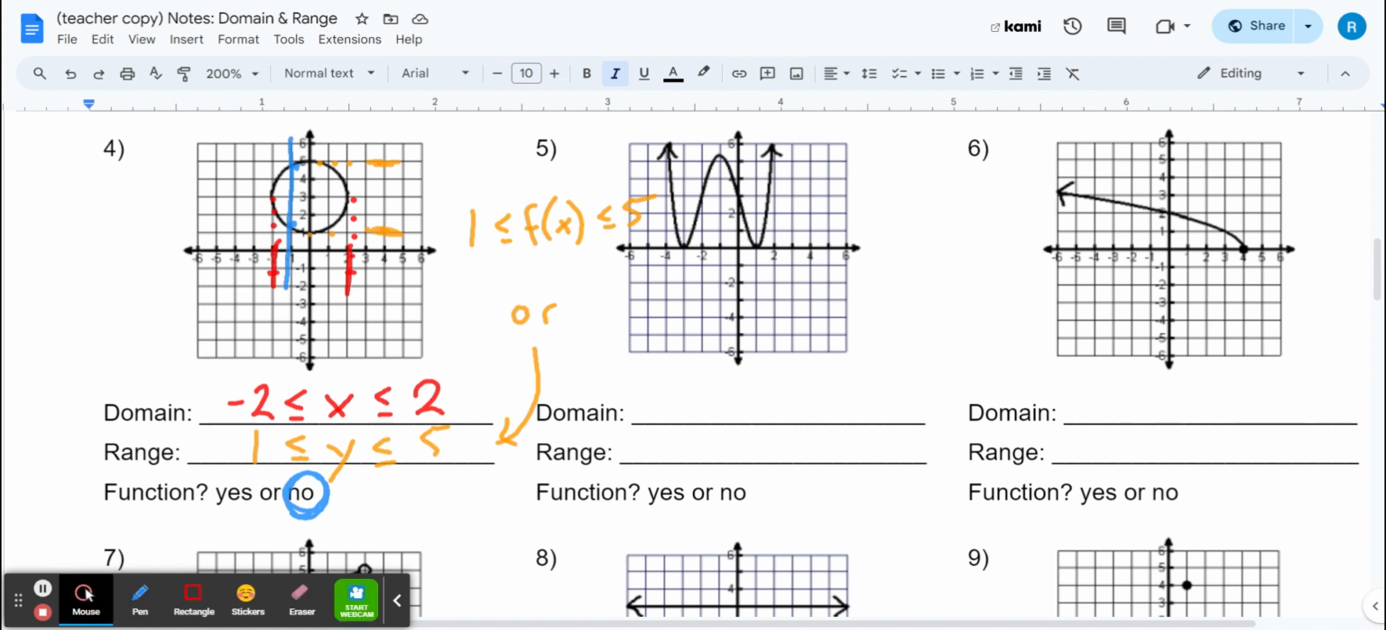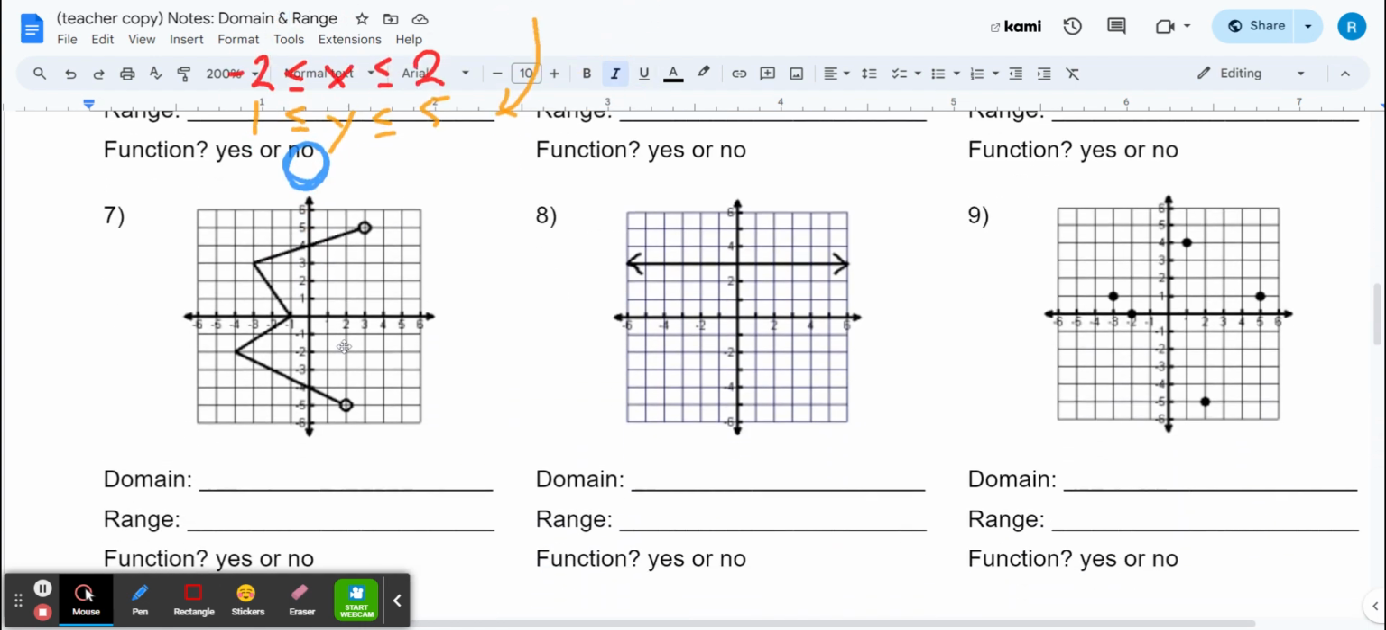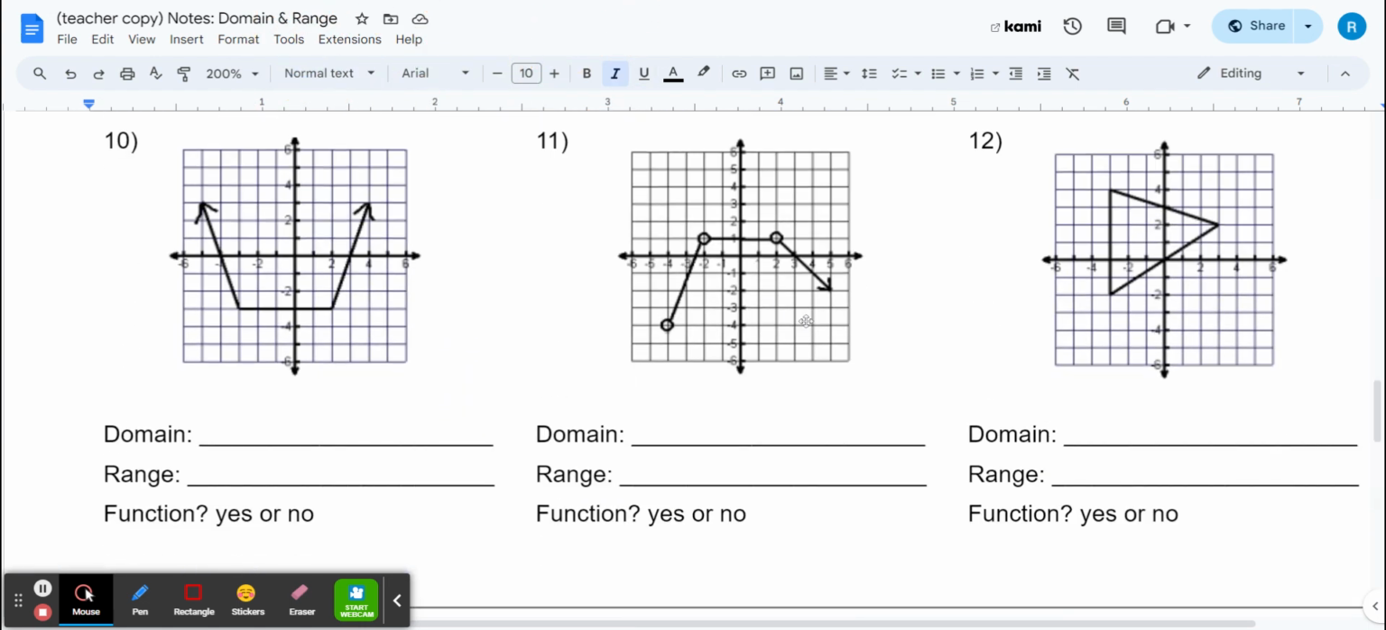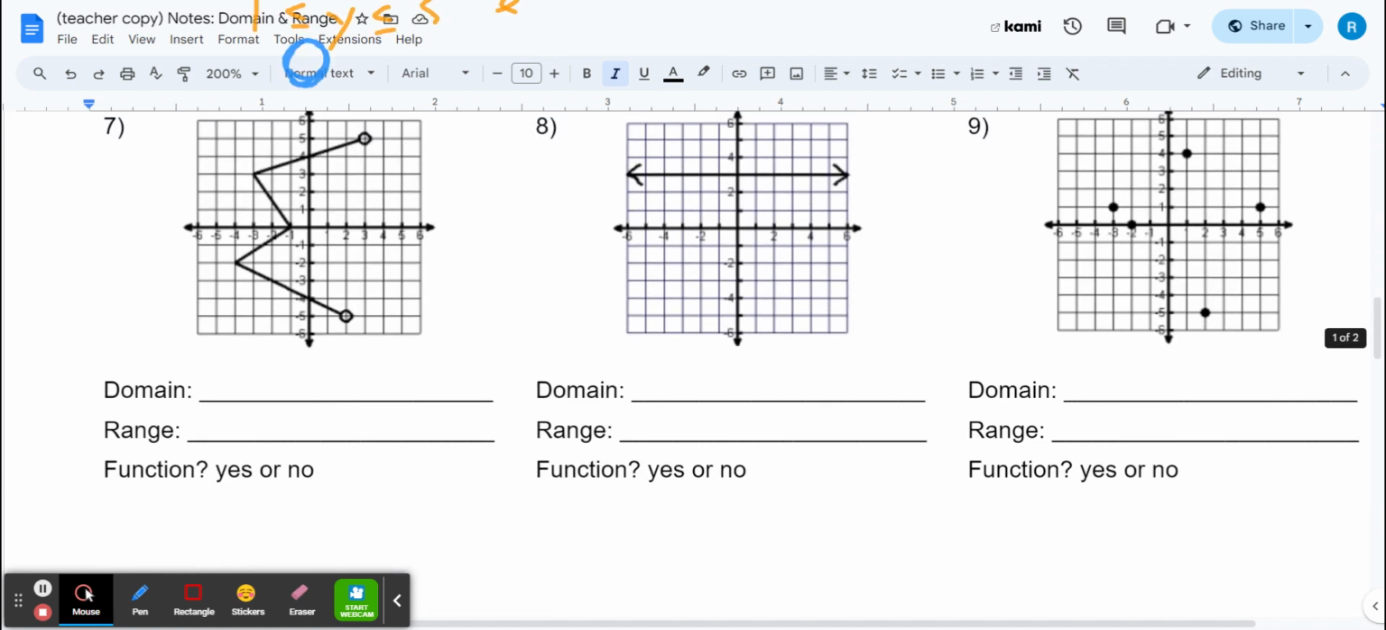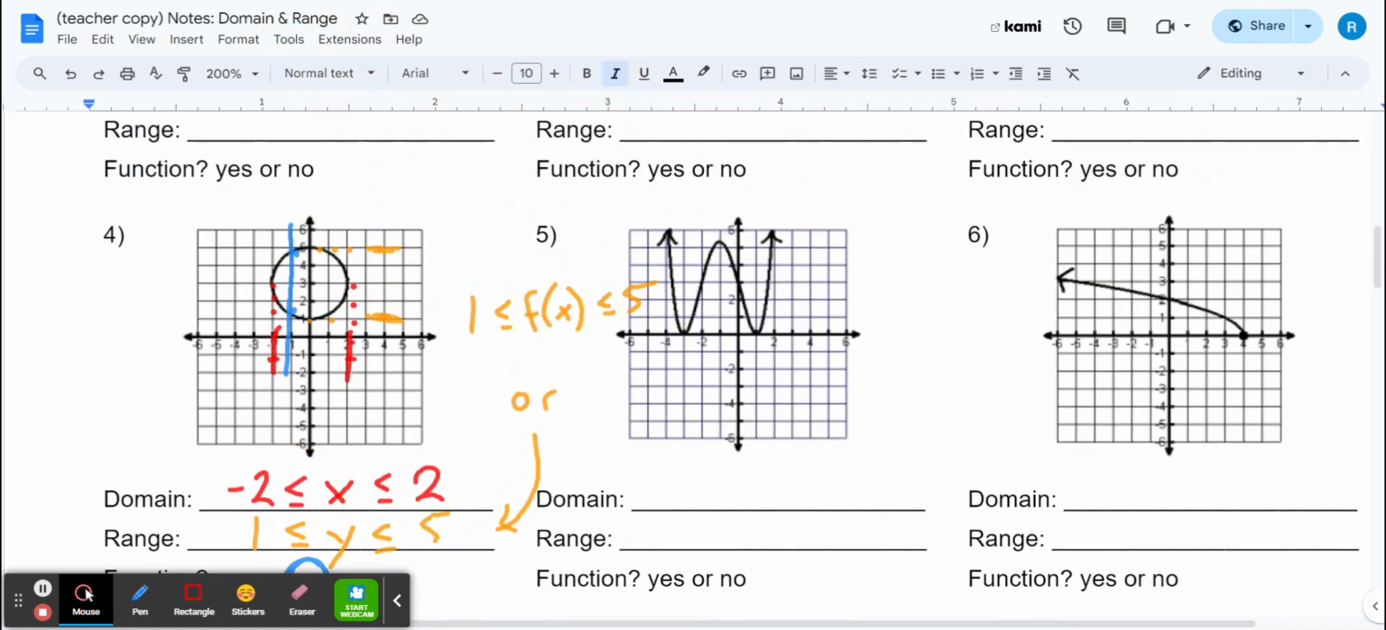So take the rest of the time. I know there's a playlist that you're trying to work through in class, but make sure you can hit 5, 6, 7, 8, 9, 10, 11, 12. There's some tricky ones in there, so make sure you're checking your answer key as you go and just getting a good understanding of this domain and range before we start our next unit.